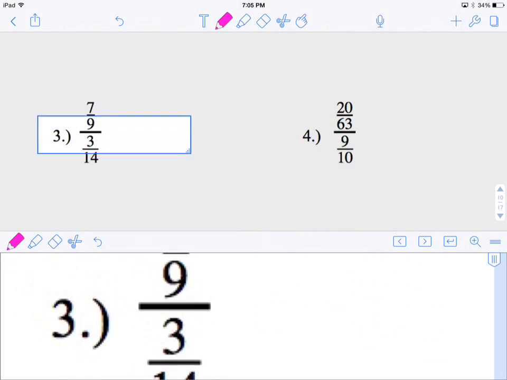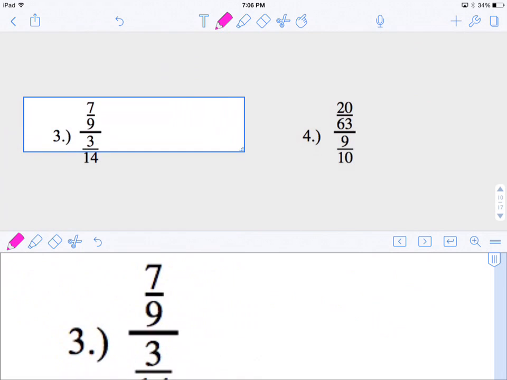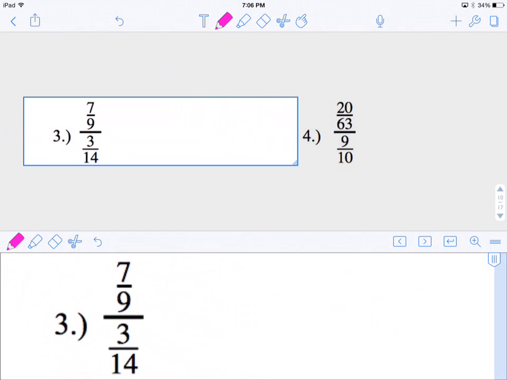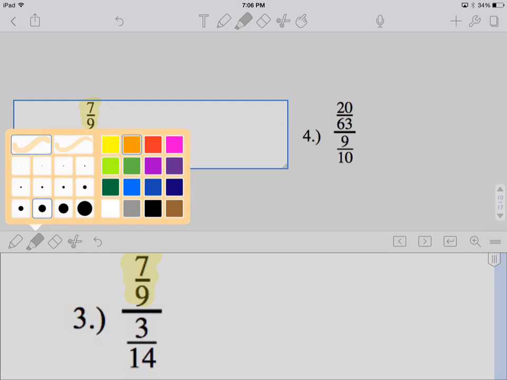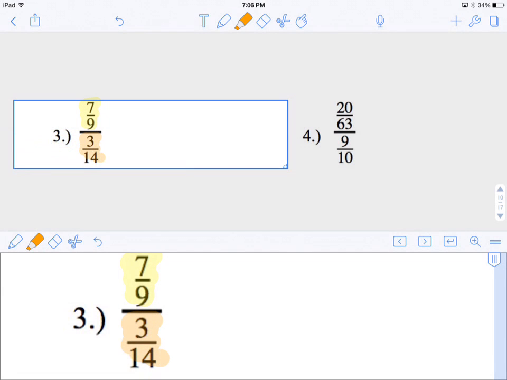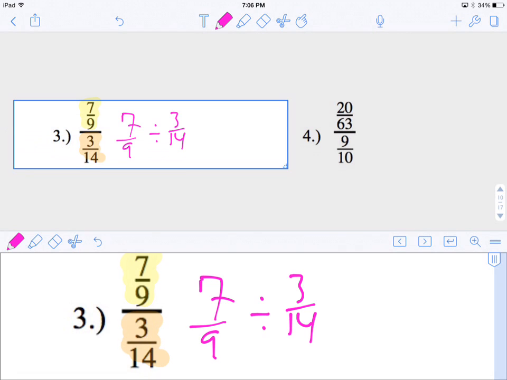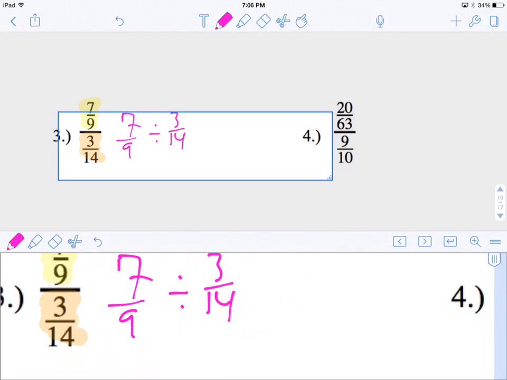Moving right along. Now, this may look scary to some of you, but it is the same thing. Remember, a fraction is the same thing as division. So we have a fraction on top right here, 7/9, and we're going to divide that by this other fraction, which is our 3/14. If I were to rewrite this in the way that you just saw the problem, it would be 7/9 divided by 3/14. Same thing. I'm not going to do that all the time. I'm only going to do it once so that you can see.